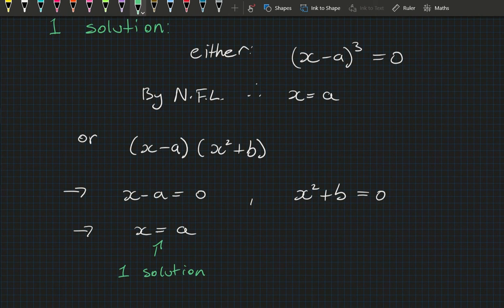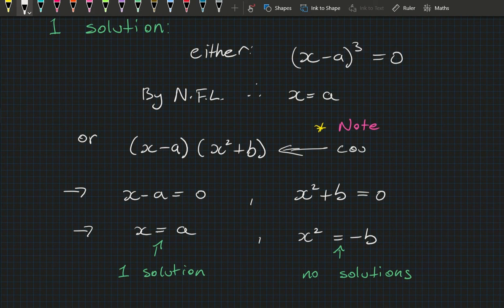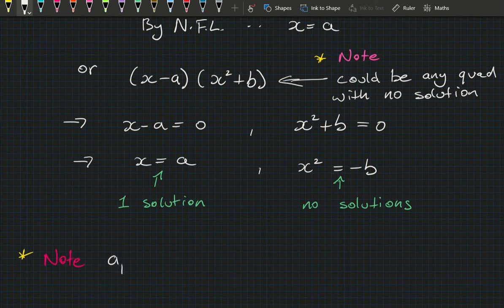But the other one is 0 when x squared is equal to minus b, and that's got no solutions. Just note that I've used this x squared plus b as an example. That could be any quadratic with no solution. And another point I want to make is that these a, b's and c's could all be 0. So for example, we could have x minus a times x squared.